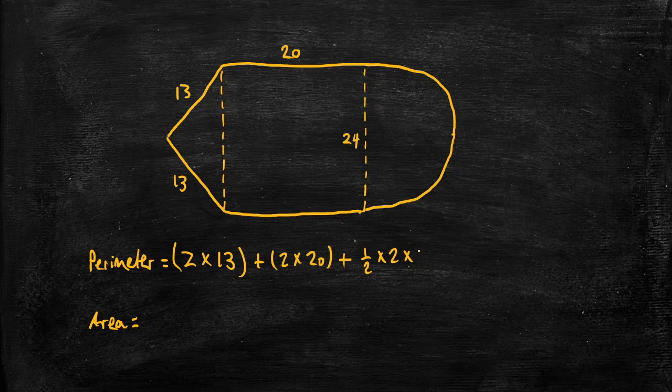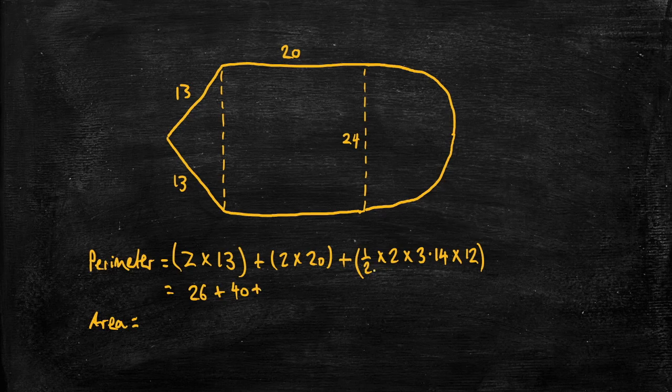And for pi, I'll use 3.14 just to make the calculation easier. And then the radius is half of this diameter of 24, so 12. So I've got three pieces, 26 and 40.